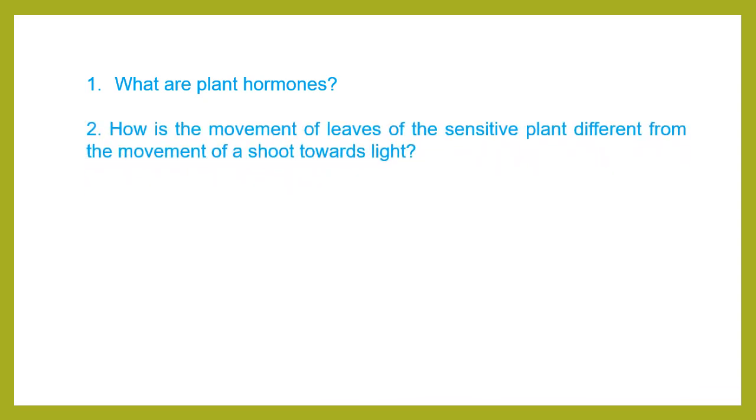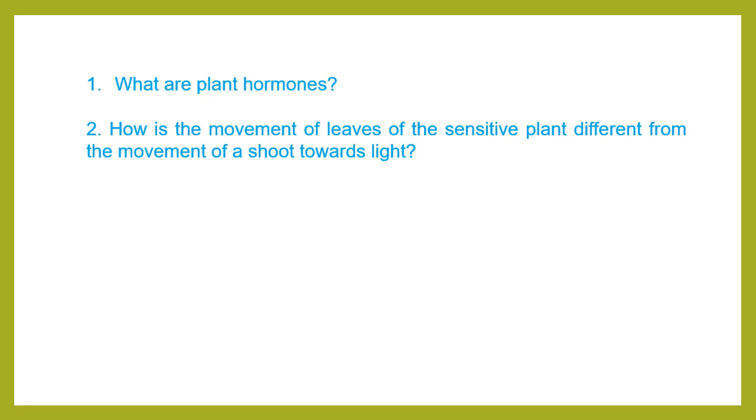How is the movement of leaves of the sensitive plant different from the movement of a shoot towards light? What is the answer? Read carefully. Movement of leaves of the sensitive plant, that means touch-me-not plant. That's a nastic movement. Is that reversible or irreversible? Reversible. That's based upon turgor pressure. Whereas a shoot towards light is irreversible. It's a tropic movement, by hormonal influence.